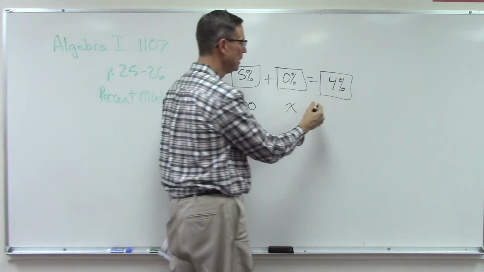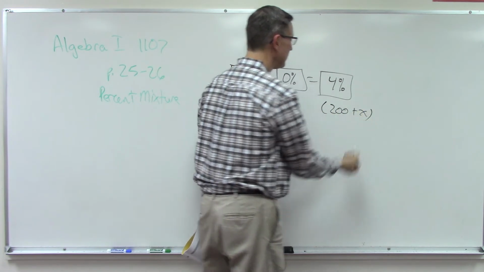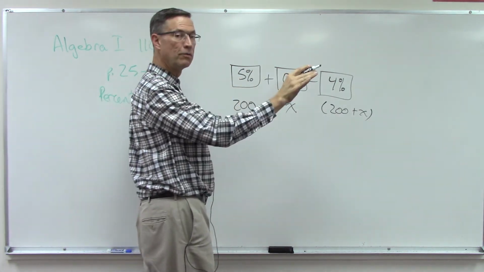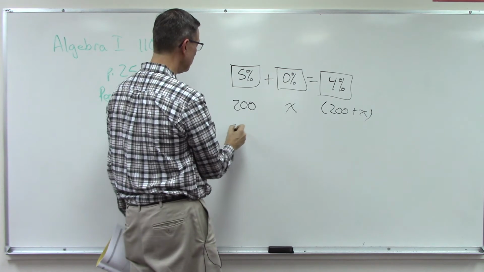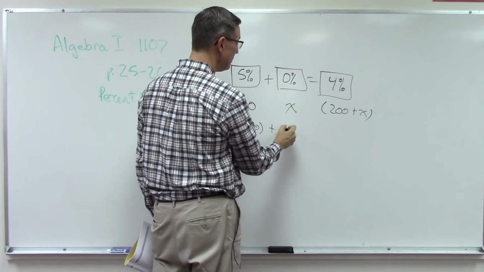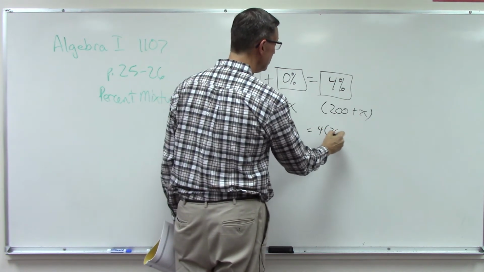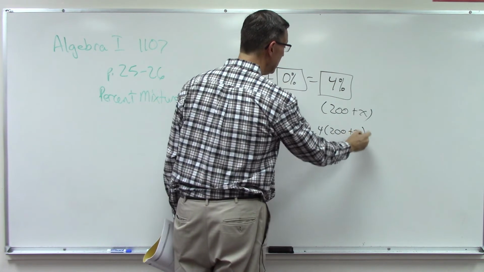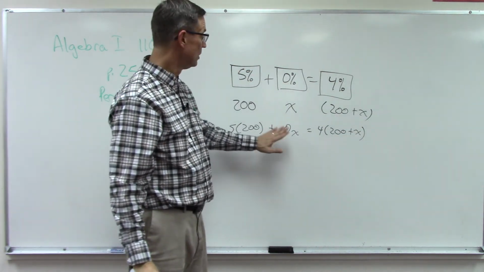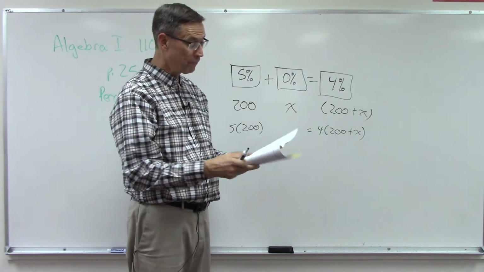So this was, again, simple. We just start with 200, we're adding x. And then we're just going to take the percent, don't worry about converting it, okay? Just 5 times 200 plus 0 times x equals 4 distributed, okay? And I'm going to let you finish that problem. Now obviously 0 times anything is 0, so basically this whole thing is just gone. All right, so that part's easy.